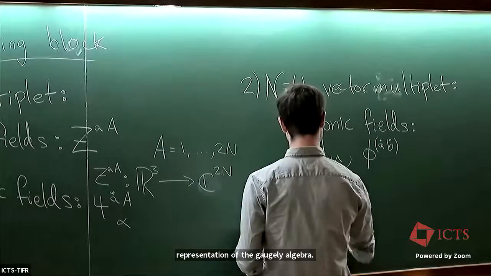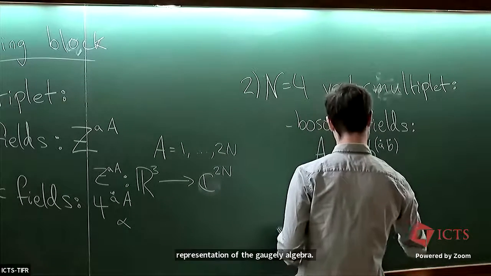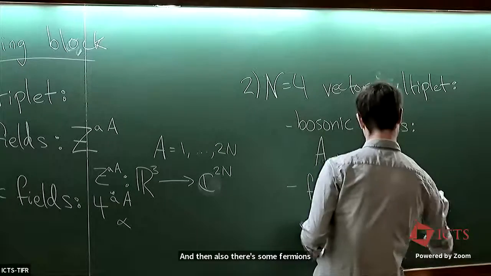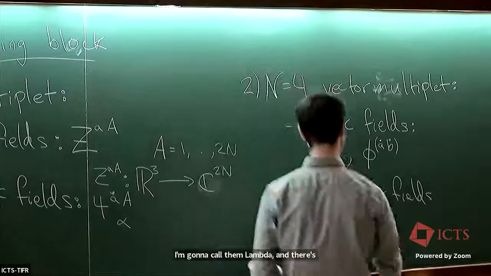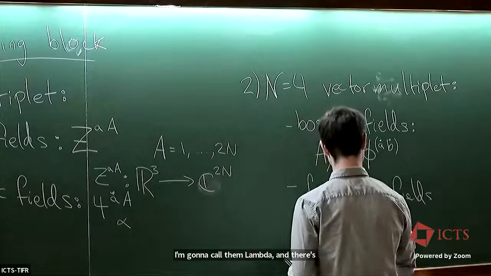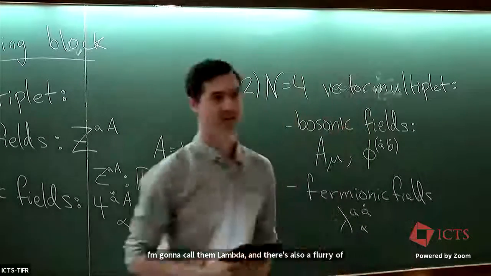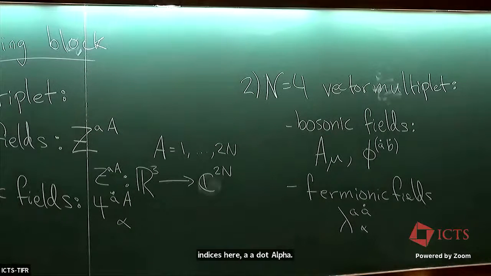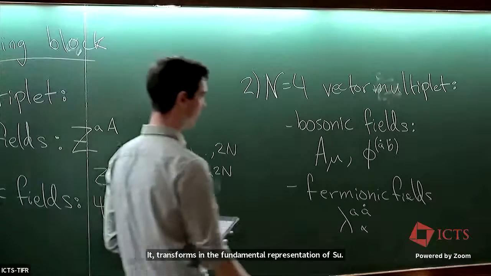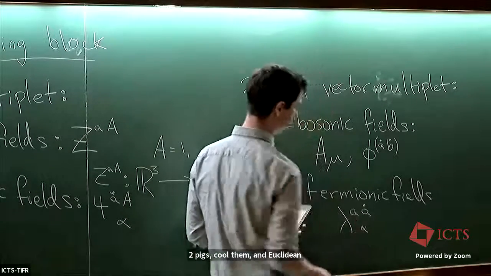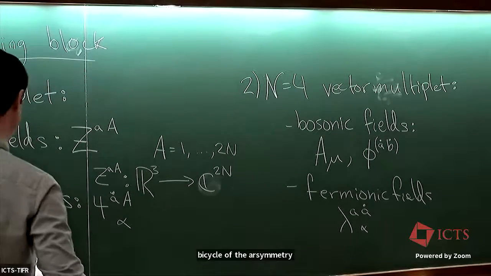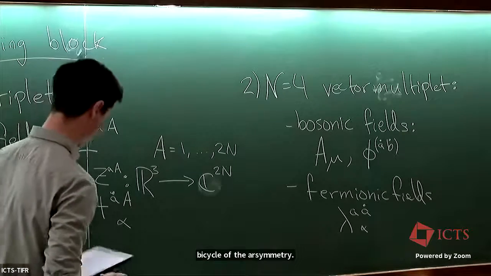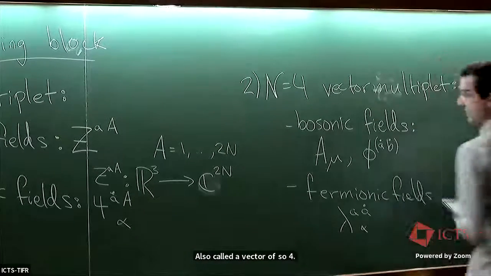And then also there's some fermions. I'm going to call them lambda. And there's also a flurry of indices here. It transforms in the fundamental representation of SU2 Higgs, Coulomb, and Euclidean rotations. So it's a spinor on space-time, and it transforms as a bispinor of the R symmetry, also called a vector of SO4. Okay, so these are the 2 basic building blocks.